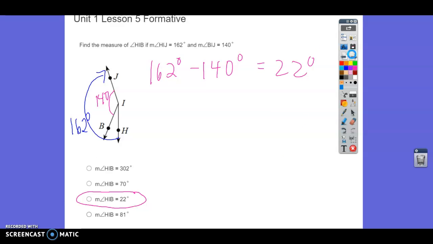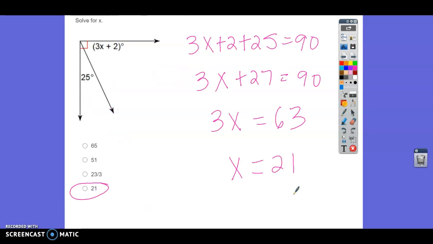And the last problem, number 3, that's a right angle. So those 2 angles together add up to 90 degrees. You need to start with that equation first. I need to see that first.